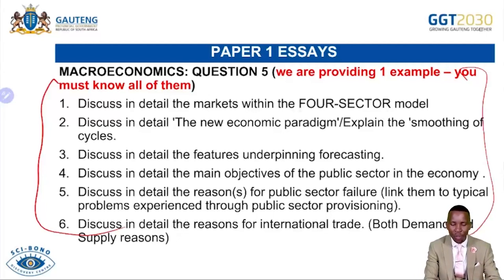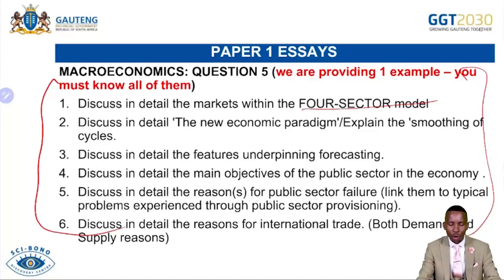Discussing detailed markets within the 4-sector model. So in this case, we talk about the circular flow. Those markets are product market or goods market, factor market or resource or input market, and then financial market as well as foreign exchange market. Avoid discussing in the participants. Simply discuss markets as they are.